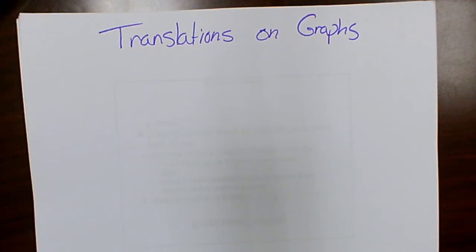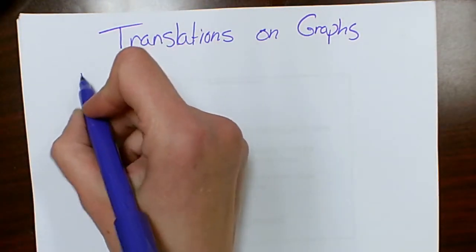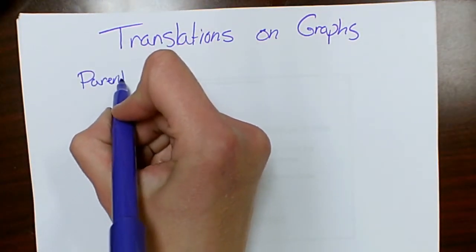We are going to look at translations on graphs. Anytime you have to graph a line, you can use a t-table, but this video is focusing on the translations. Before we move on, we are going to talk about the parent graphs.